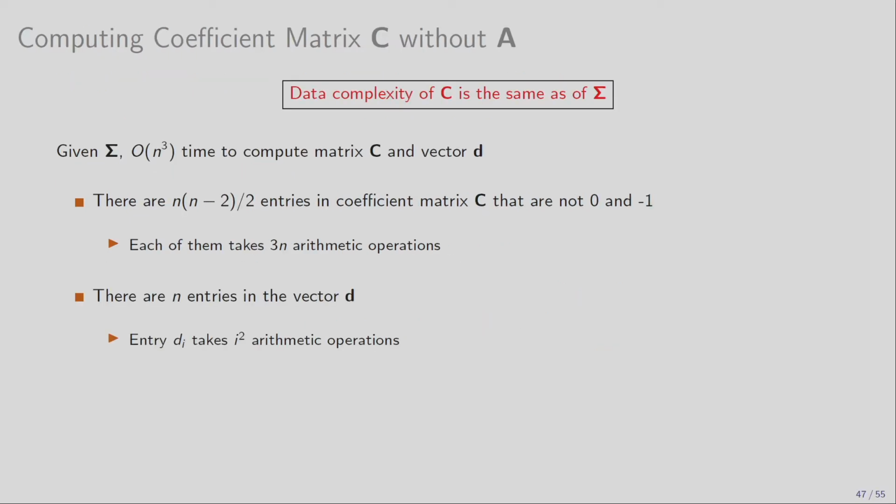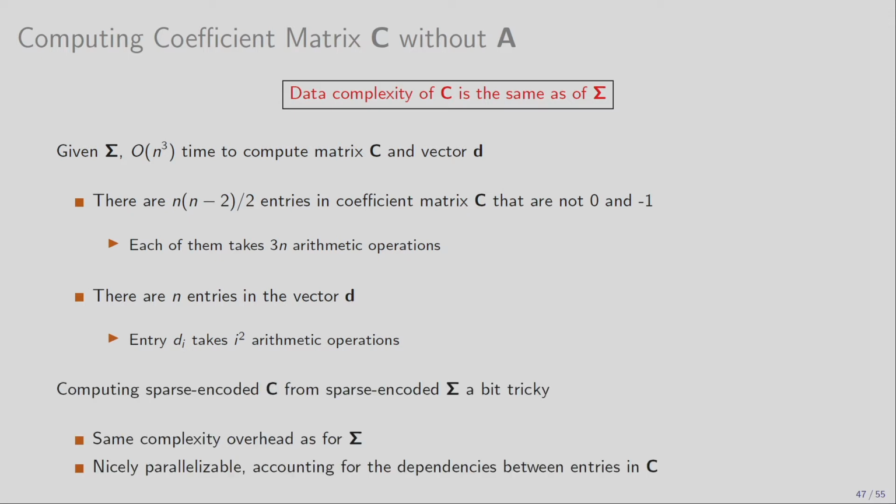So how to compute the coefficient matrix C without A? Well, effectively, the data complexity of this is the same as for sigma, because it really depends on the dot products of the vectors in A. And there are additional computations which only depend on the small n, that is the number of features, which I will not go over, but they are in fact very, very simple. And we can parallelize and everything.